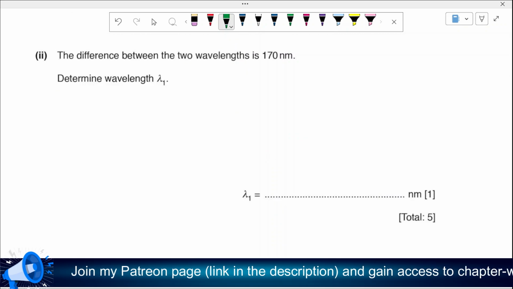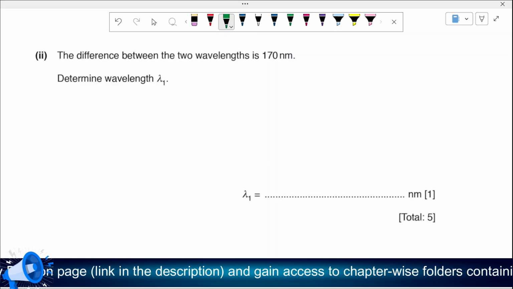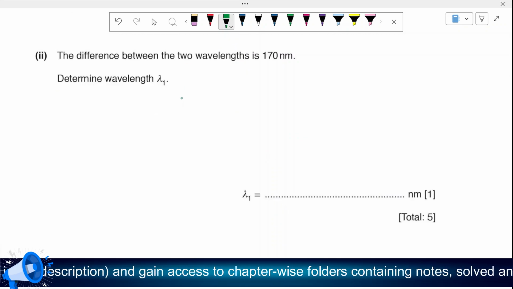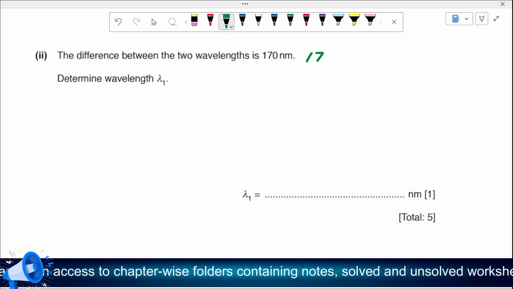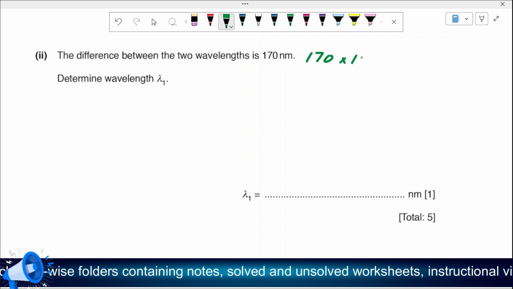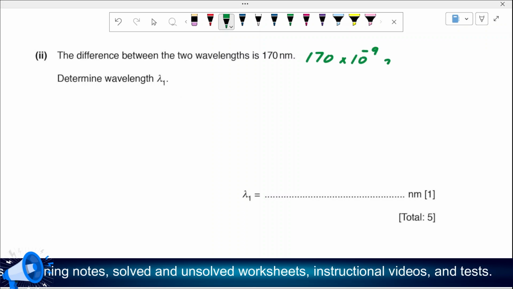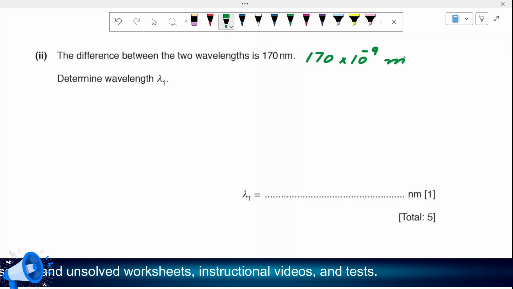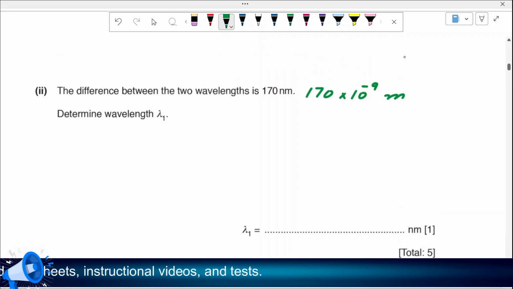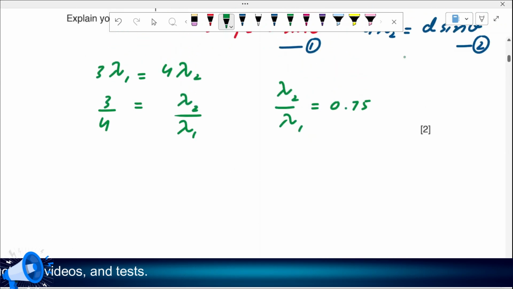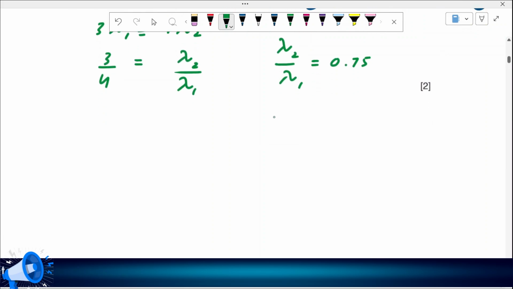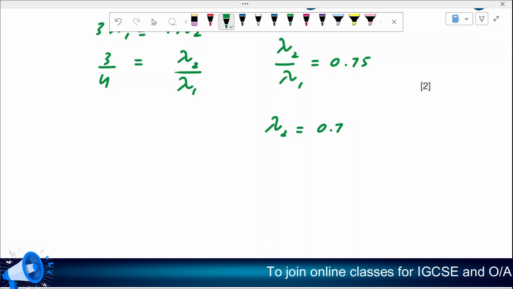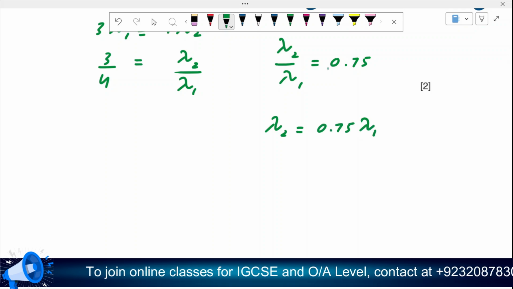The difference between the two wavelengths is 170 nanometers, so 170 into 10 raised to the power minus 9 meters. Determine the wavelength lambda 1. I think we have two variables, but at the same time we have two equations. One of the equations, I can rearrange as lambda 2 equals 0.75 times lambda 1. So this is the first equation.